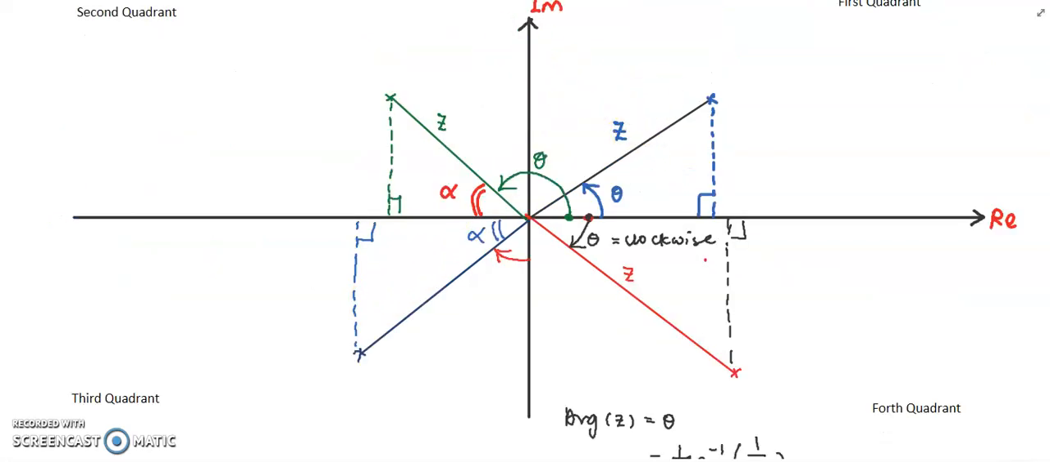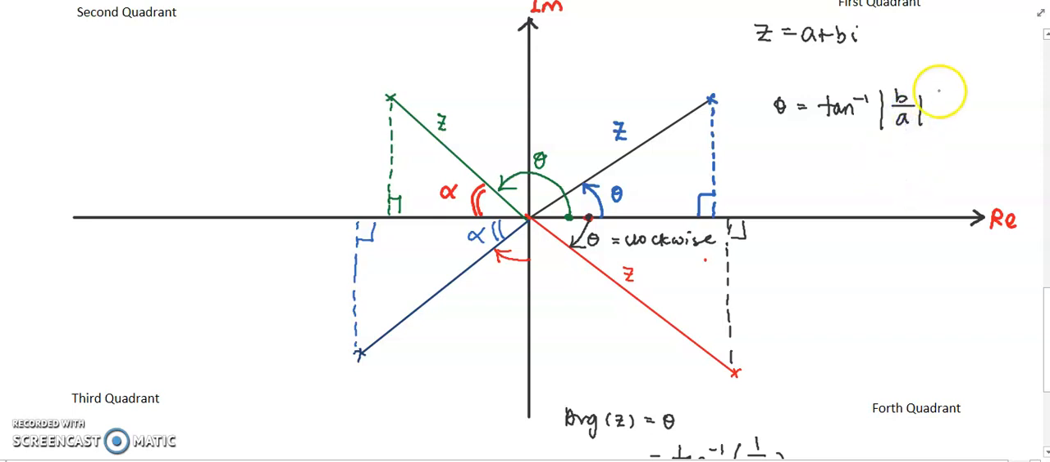So as a conclusion, if your complex number is in the form of a plus bi, z equals a plus bi, and it is in the first quadrant, then the argument of z, which we denote as theta, is equal to arctangent modulus of b over a. Then if the complex number is in the second quadrant, theta is pi minus arctangent modulus of b over a.